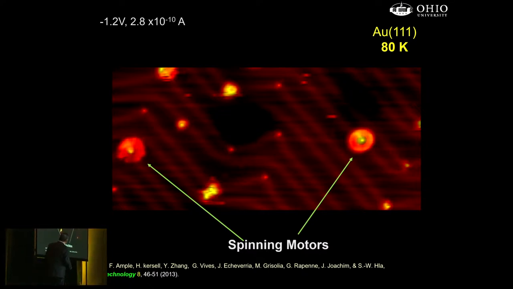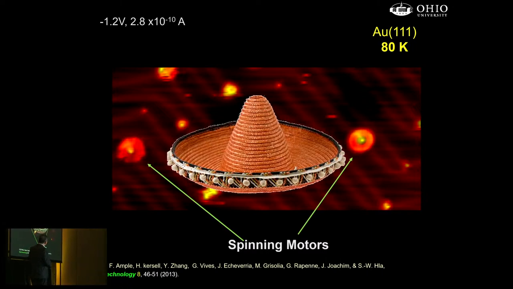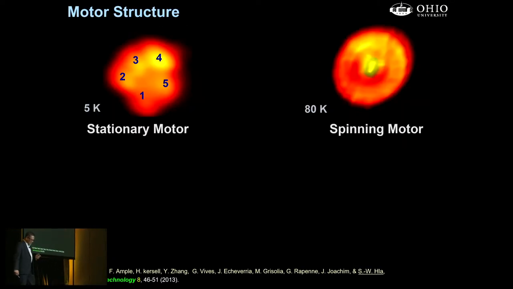We were very happy because they are already operational, but we want to understand how they rotate and we want to control it, not just see their rotation. So what we do, okay, this is a joke. It looks like a Mexican hat, you know, in appearance.